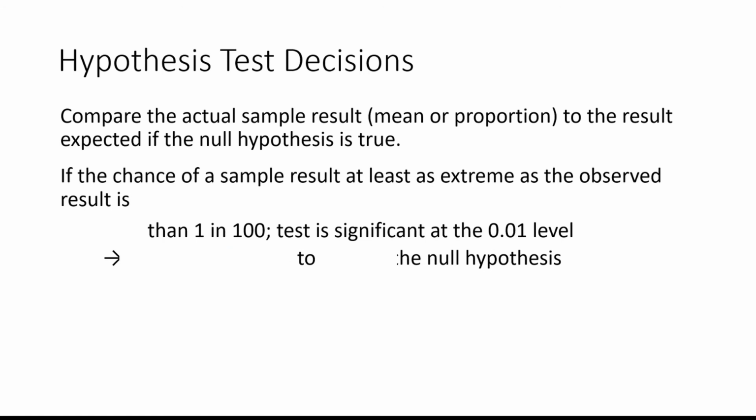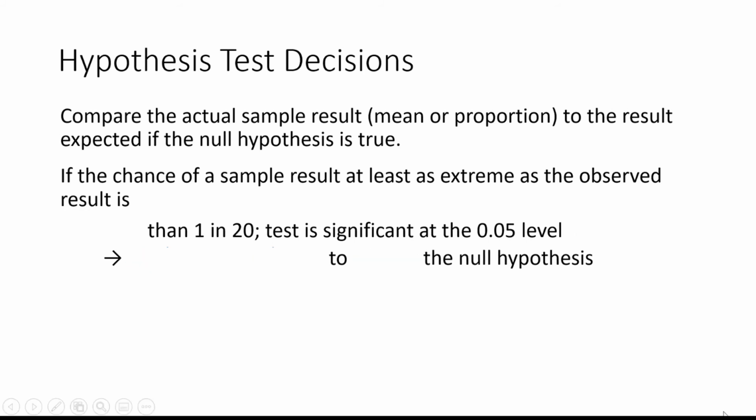Hypothesis test decisions. Compare the actual sample result, mean or proportion, to the result expected if the null hypothesis is true. If the chance of a sample result at least as extreme as the observed result is less than 1 in 100, the test is significant at the 0.01 level. We have strong evidence to reject the null hypothesis. If the chance is less than 1 in 20, the test is significant at the 0.05 level. We have moderate evidence to reject the null hypothesis.